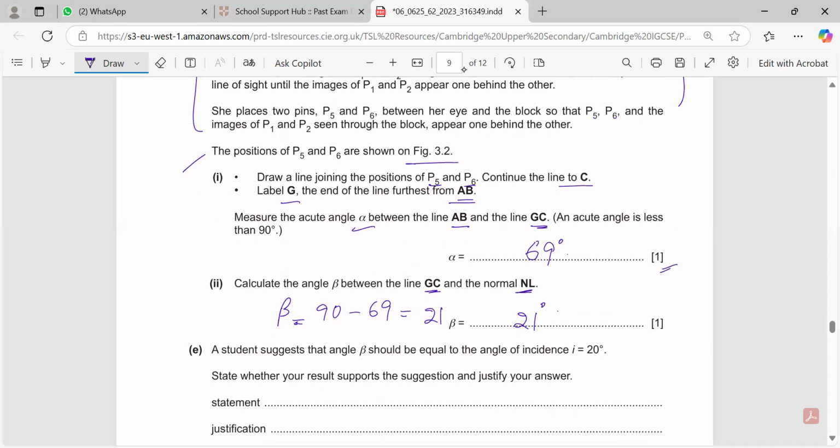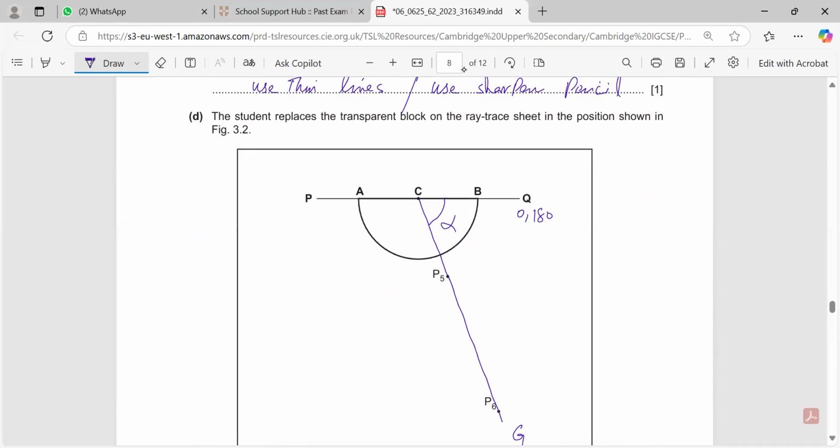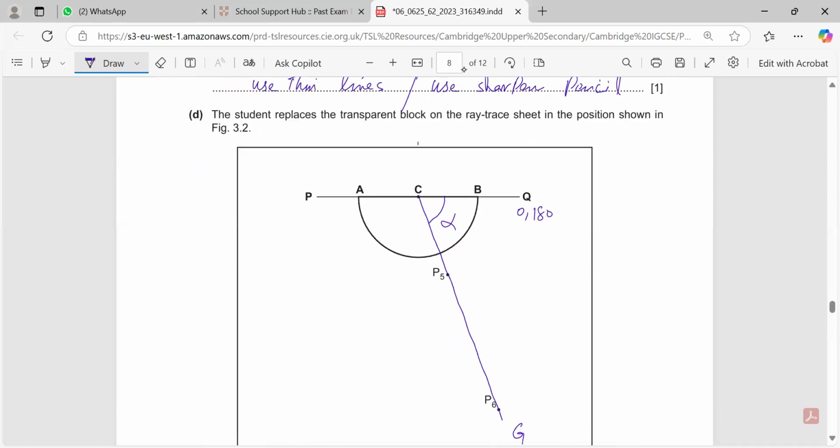Yes, so NL is not shown there, so you can draw it here even. This is NL. Roughly I am drawing. This one is NL, and now he wants this angle beta.